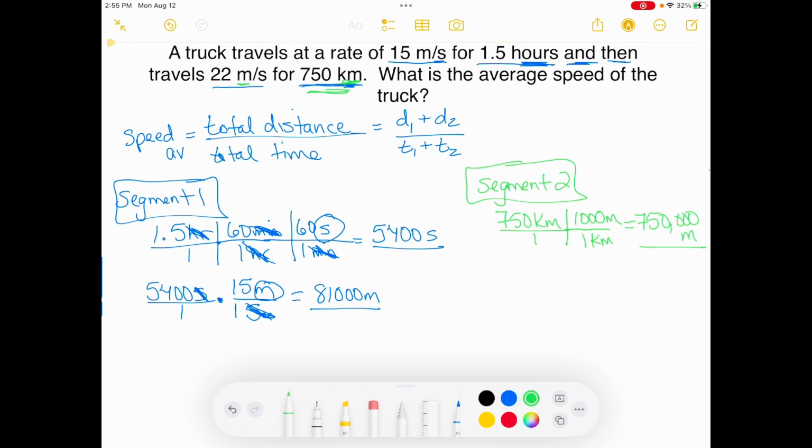There's my distance in segment 2. The only thing I need left is my time in segment 2, and then I can do my total distance divided by total time and get my average speed. We're almost there.